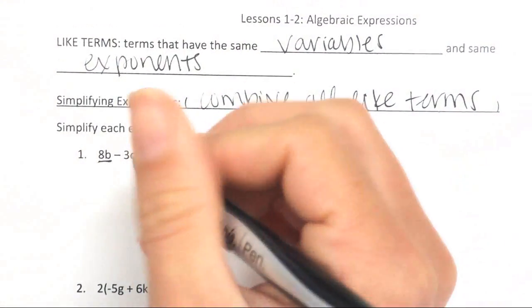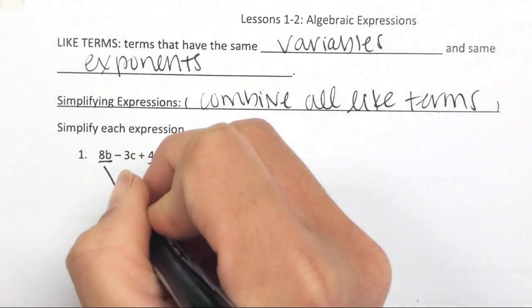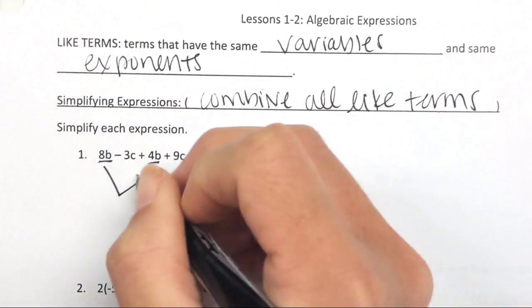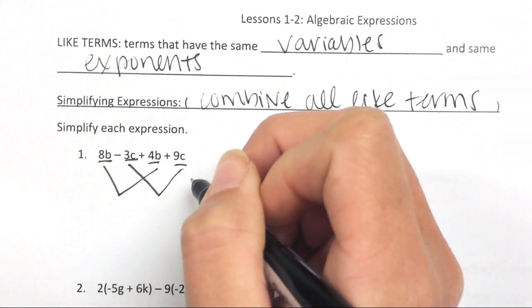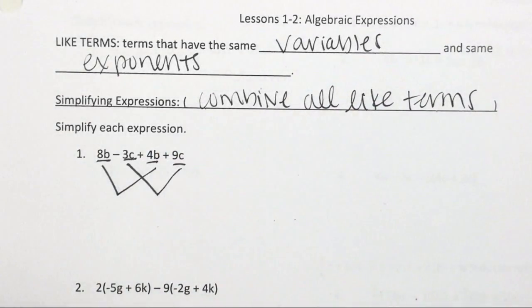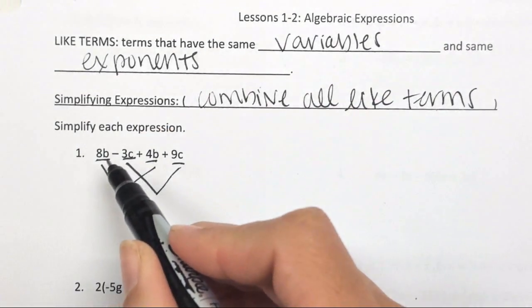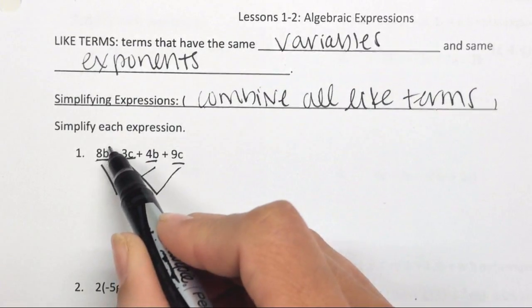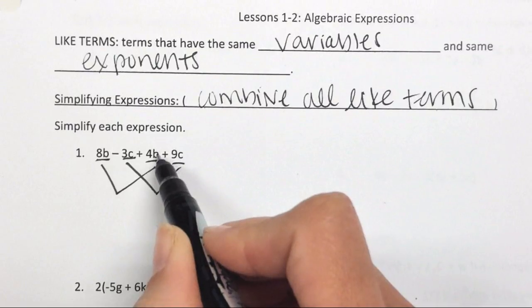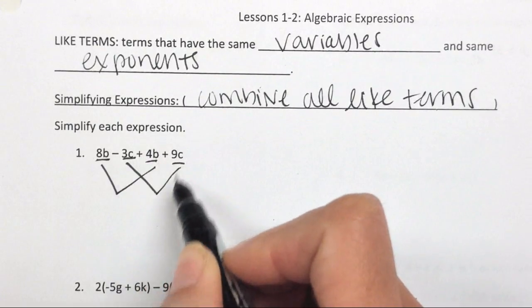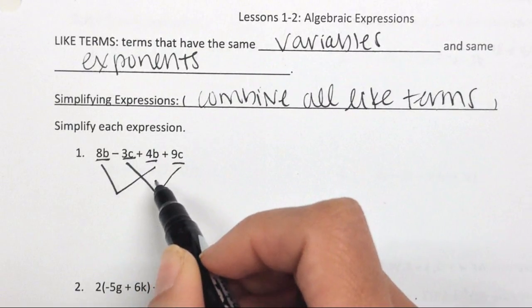In number 1. Yeah, 4b, right? These are like terms. And then the 3c and the 9c are like terms, correct? Because they have the same variable, same exponent. Question. What is the exponent of b right here? 1, if it's not there. Very good. And so this one has an exponent of 1. This one has an exponent of 1 and 1. That's why we can combine them.